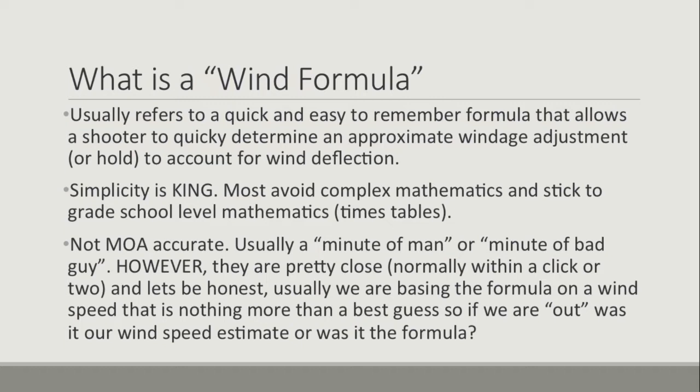At the end of the day, when we're making a wind call, we'll use that wind call in the formula. So if we're out by a little bit with our wind call, we're going to be slightly out with our hold or our windage adjustment. Our wind call's a best guess. So if we are out by a little bit, was it our wind speed estimate, or was it the formula?